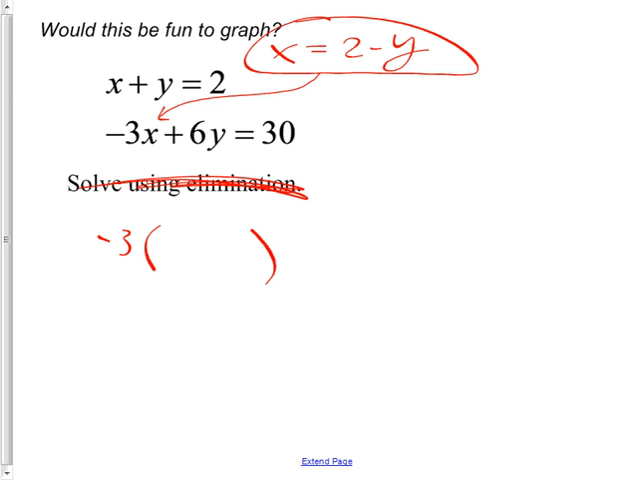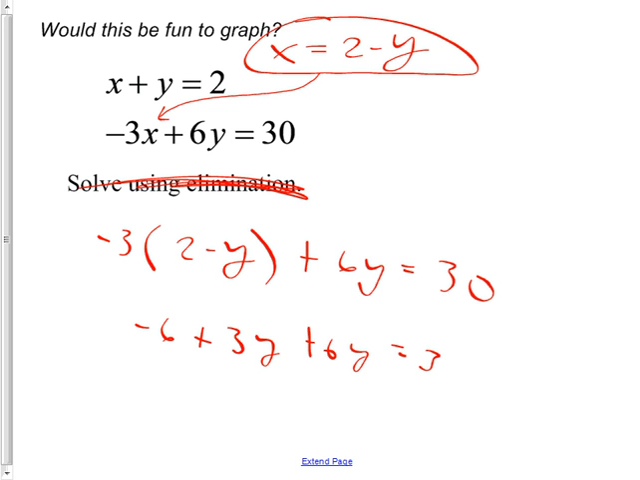I have a big parentheses because I'm going to drop in something big. 2 minus y plus 6y equals 30. And I've only got y's in my equation now, so it should be fairly easy. Negative 6 plus 3y plus 6y equals 30. Negative 6 plus 9y equals 30.